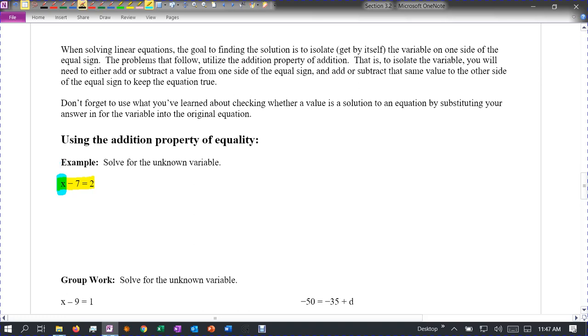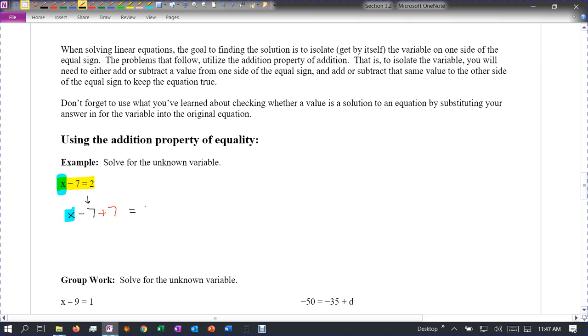Now the way we're going to do this is we have x minus 7 equals 2, but since I want the x by itself, I'm going to do something to get rid of this negative 7, and what I can do to get rid of it is add 7 to the left side of the equation. Let me do that add 7 in a different color. So I'm going to add 7 to that side.